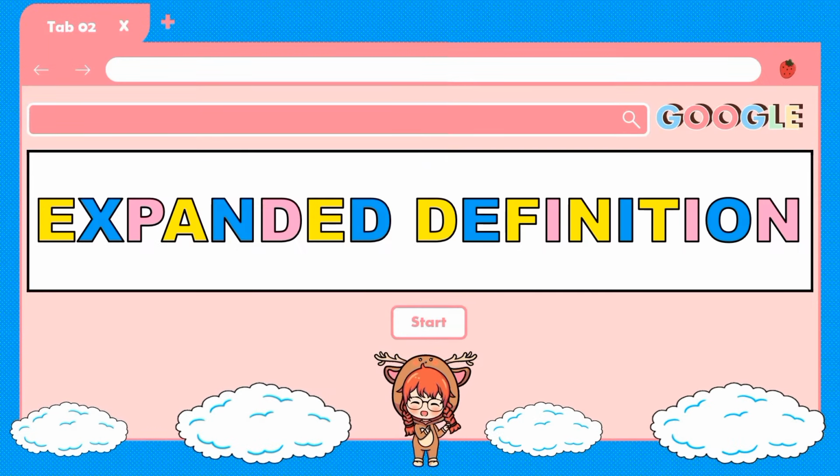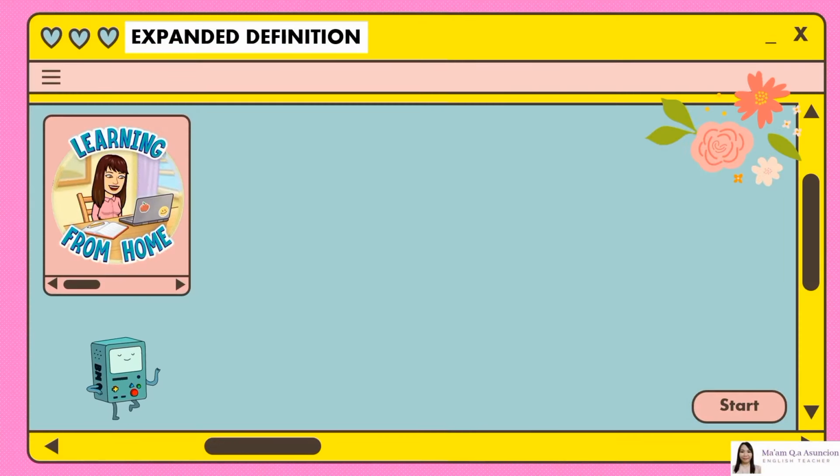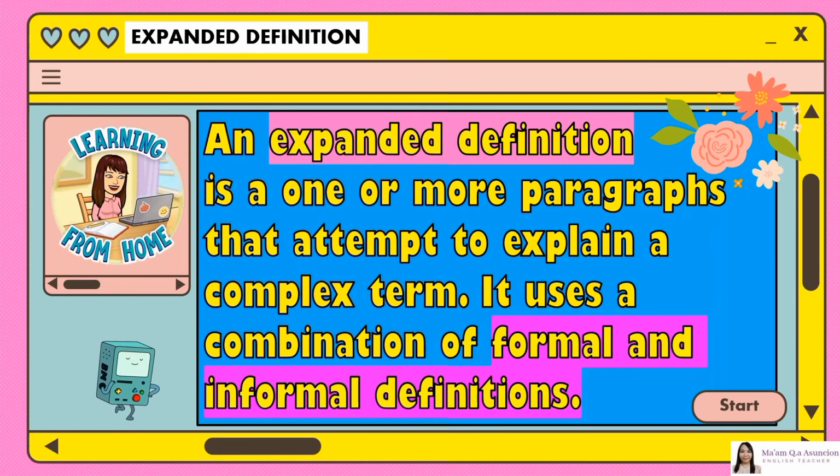Expanded definition. An expanded definition is one or more paragraphs that attempt to explain a complex term. It uses a combination of formal and informal definitions. But what are formal and informal definitions?